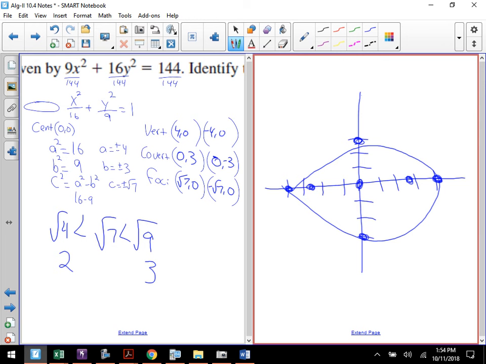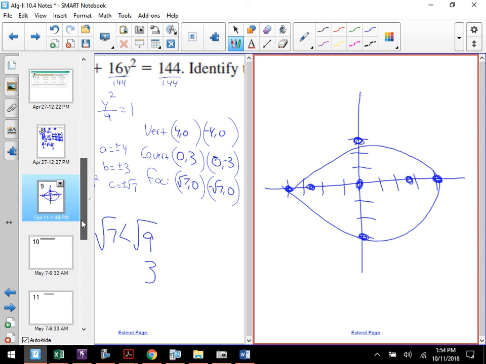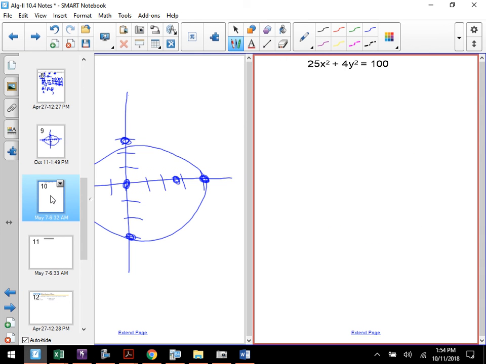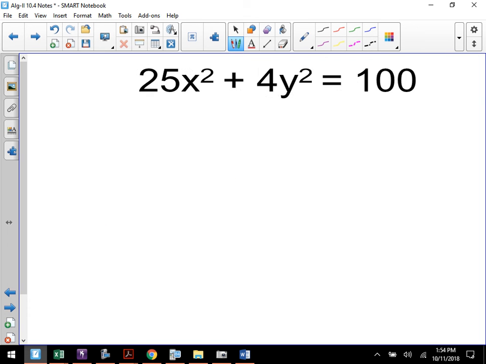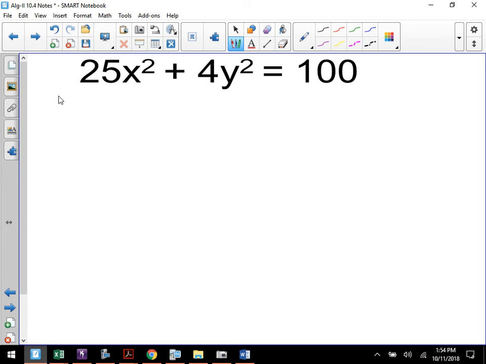Okay. So again, the idea here, guys, is that you have to know what these parts mean. The math is easy. The parts, you just have to remember where these things go. All right, let's try another one.